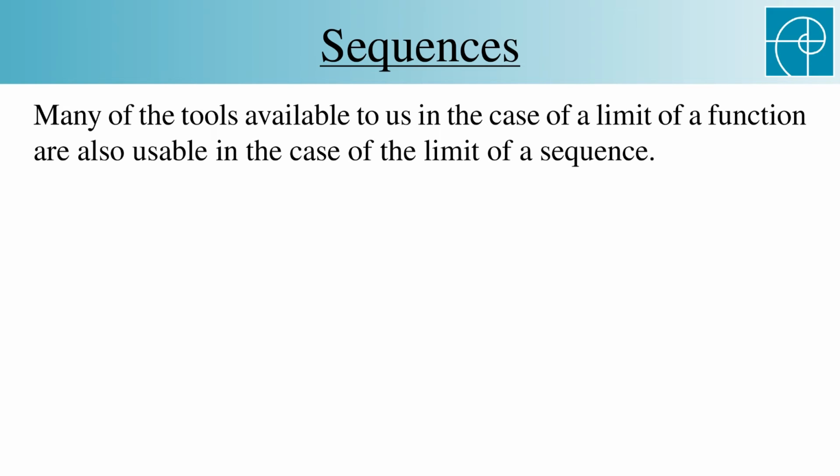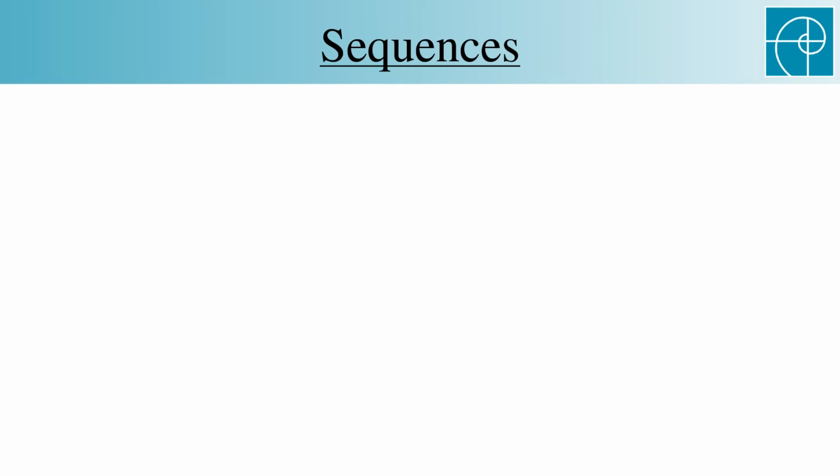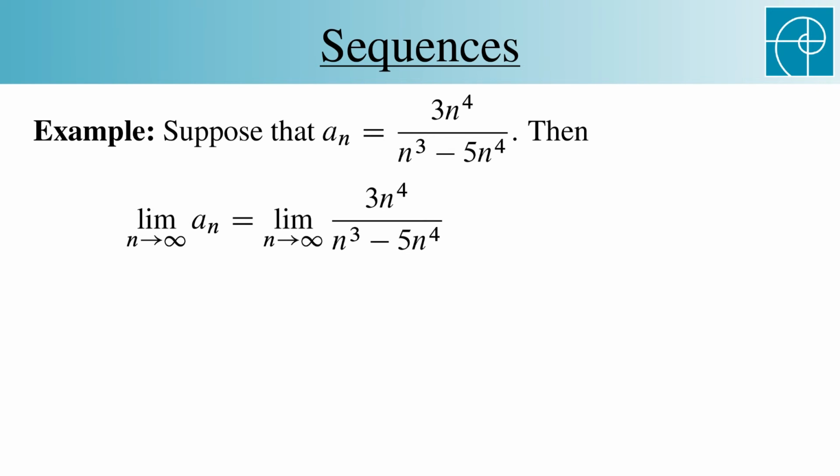Many of the tools available to us in the case of a limit of a function are also usable in the case of a limit of a sequence. For example, suppose that a sub n equals 1 over n. Then the form of the limit as n goes to infinity of a sub n is 1 over infinity, which is enough to tell us that the limit equals 0. Another example is this one, in which a sub n is a ratio of polynomials in n. We can evaluate this limit by dividing the numerator and the denominator by n to the fourth, from which we conclude that the limit is negative 3/5.